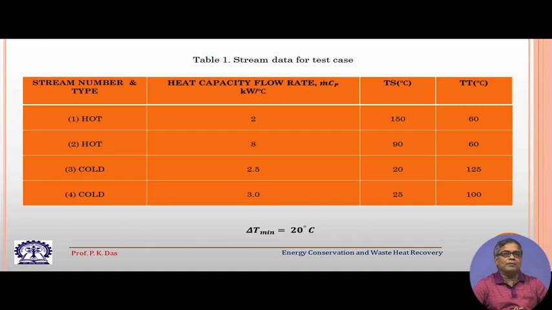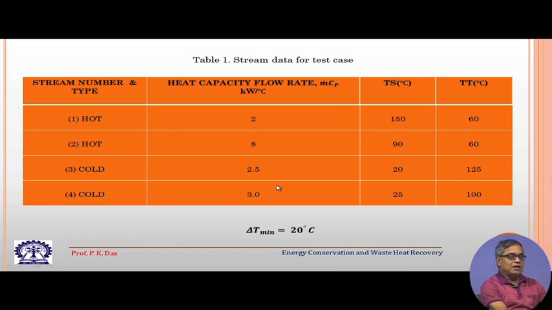So, this is the problem which we have taken, and it is again taken from the same reference which I have given at the beginning. So, you can see there are two hot streams. Ts denotes the target supply temperature, the temperature with which the hot stream enters the heat exchanger network, and Tt denotes the target temperature to which the hot stream is to be cooled. There is another information, this is actually m dot Cp in appropriate unit. So, for the two hot streams, one is 2 and another is 8. So, this is the heat capacity rate.